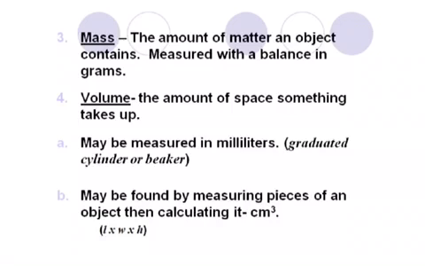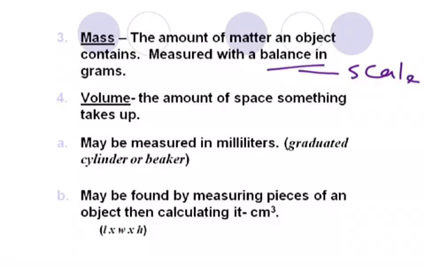So going deeper into the density equation, the first part of the density equation is mass, and that is the amount of matter an object contains. It's measured with a balance in grams, and a balance is just another word for a scale. We call it a balance in the lab, so you just put an object on it, find the weight or the mass. Volume is the amount of space something takes up, and we can measure it two ways.